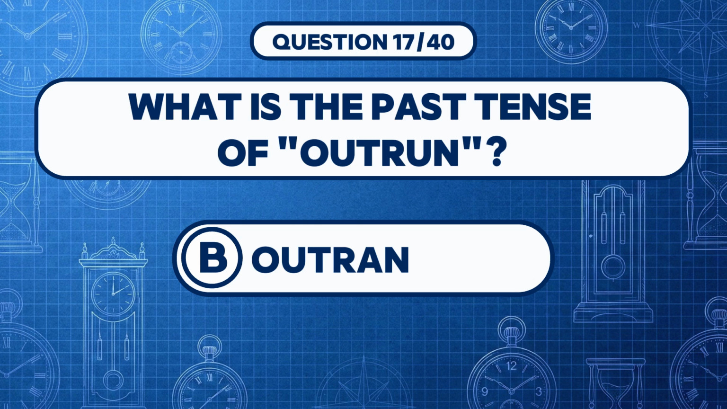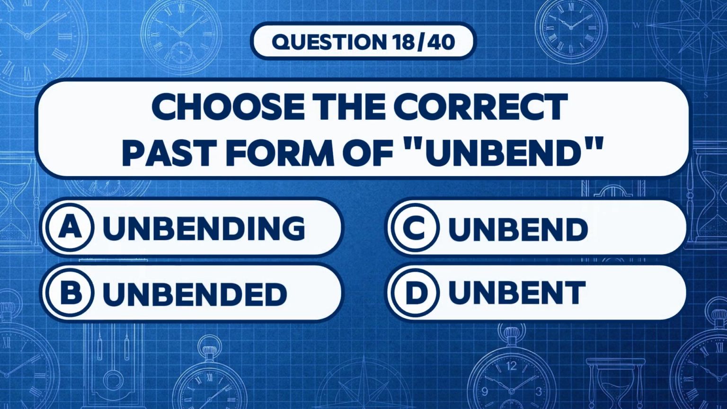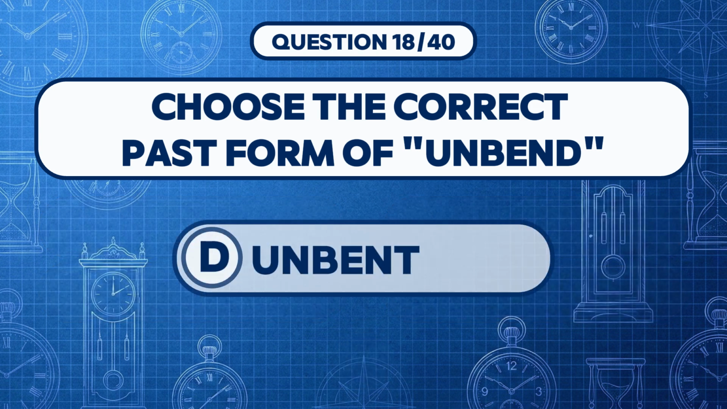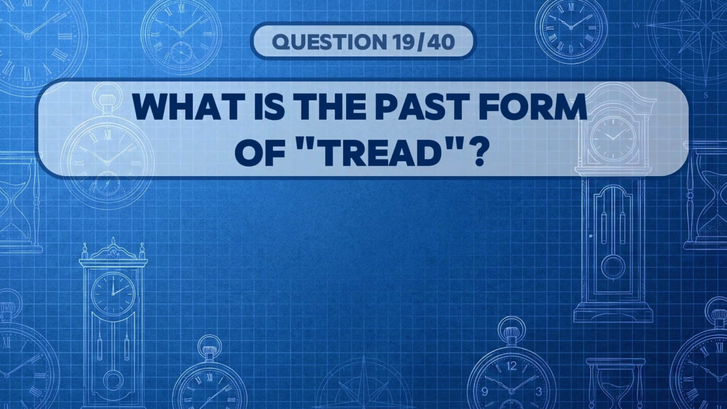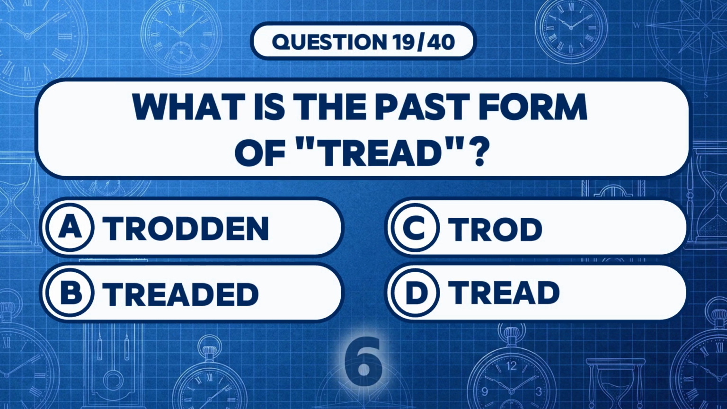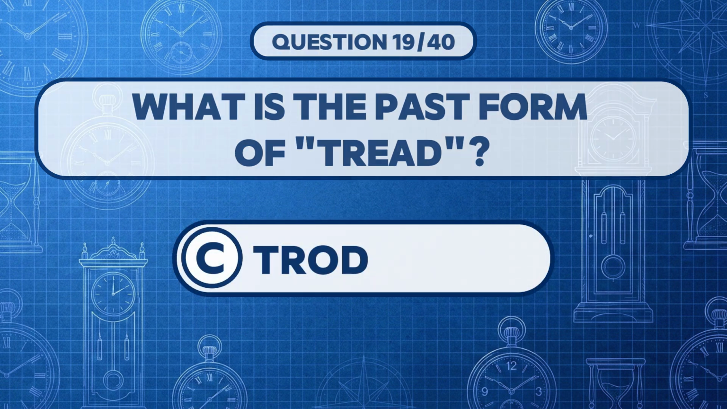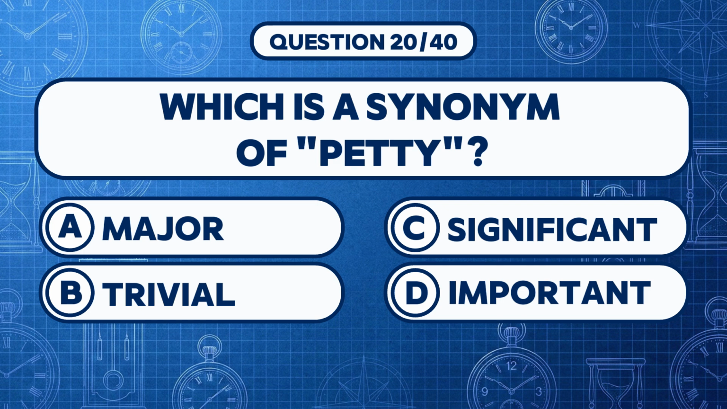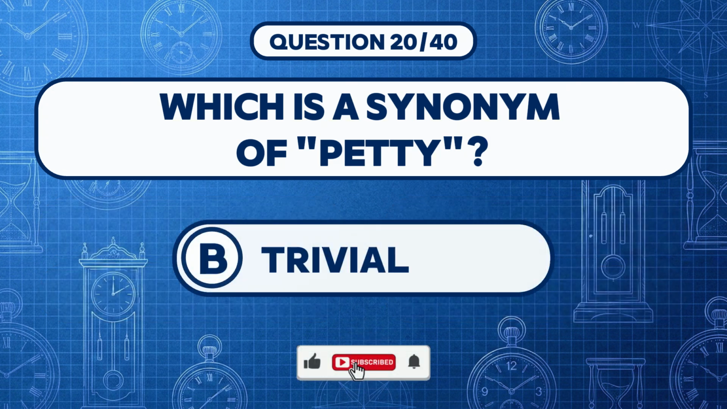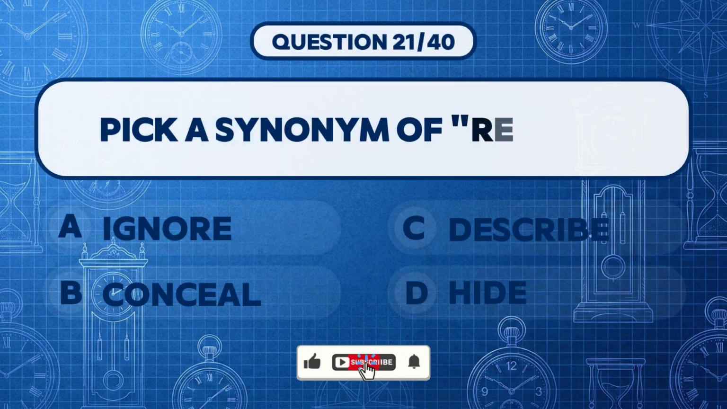Answer B. Outran. Choose the correct past form of unbend. Answer D. Unbent. What is the past form of tread? Answer C. Trod. Which is a synonym of petty? Answer B. Trivial. Pick a synonym of report.